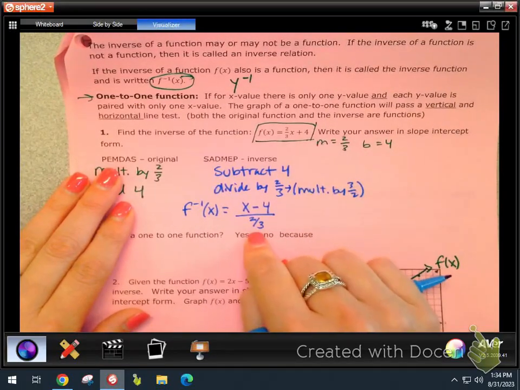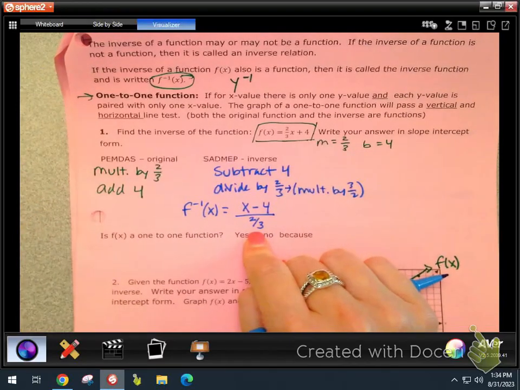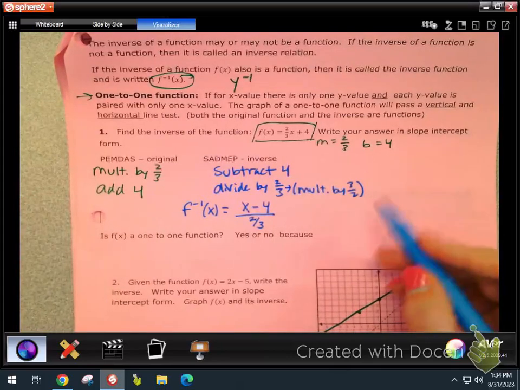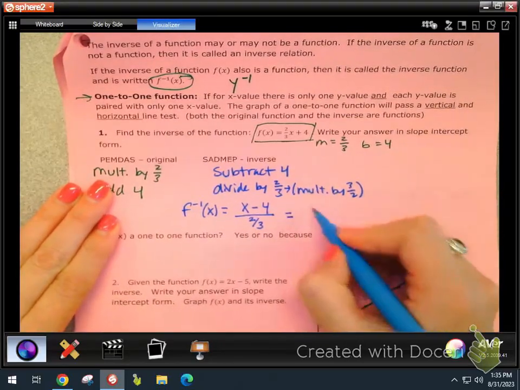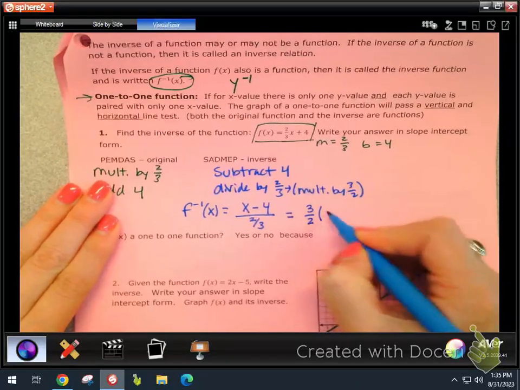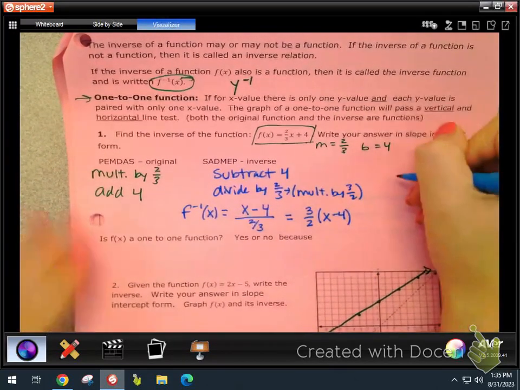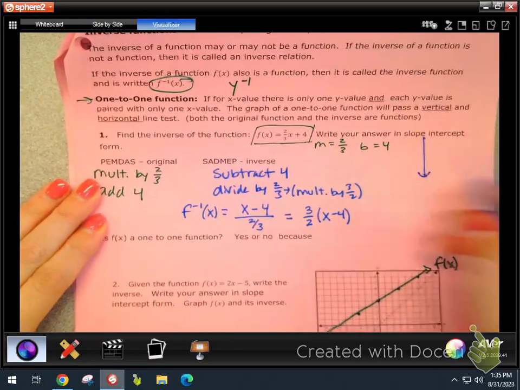We don't divide by fractions in here. It's really just keep, change, flip is all you're doing. But dividing by 2/3 is the same thing as multiplying by the reciprocal 3 over 2. So really, we should write this as 3 over 2 times x minus 4. The x minus 4 being in parentheses is real important. Okay? Really important because both of those things are going to be multiplied by 3 over 2. Now, is this in slope-intercept form right here? No. Slope-intercept form has no parentheses. So to get our answer in slope-intercept form, what do we have to do?